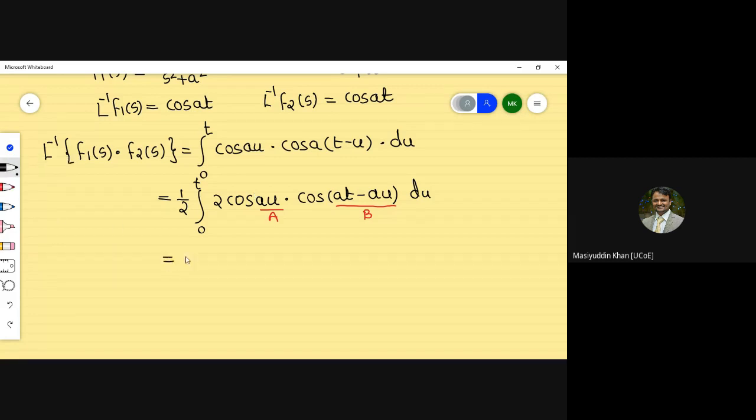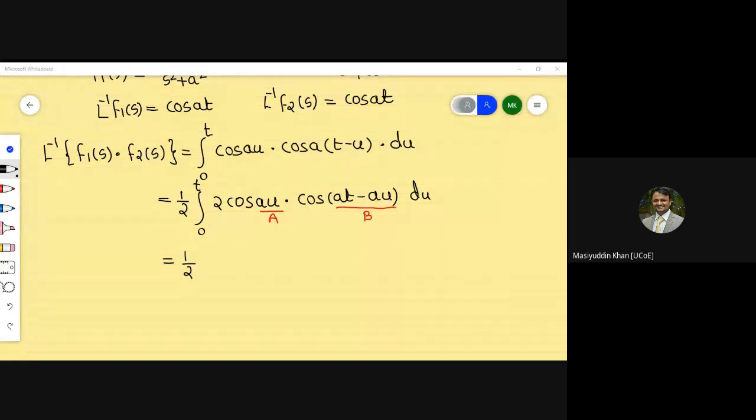कोई बताएगा formula, anyone? What is the formula of 2 cos A cos B? Cos A plus B plus cos A minus B. Okay.